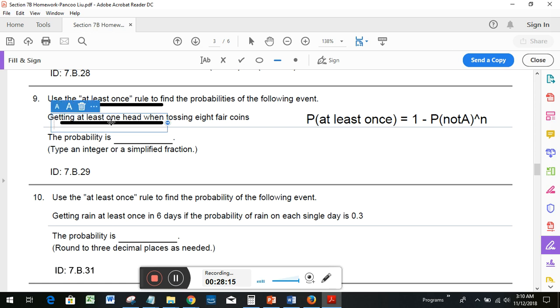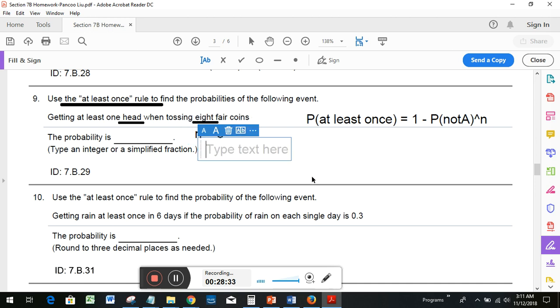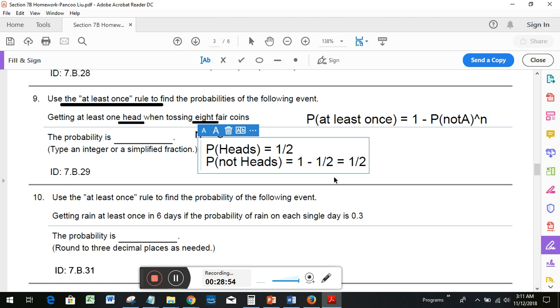They say getting at least 1 head when tossing 8 fair coins. So our N, the number of trials, is 8. Now, they always give you P of A in the problem. In this case, the probability of getting heads, which is half. So then the probability of not heads will be 1 minus half, which is also half. So now we figured out P not A and the N.